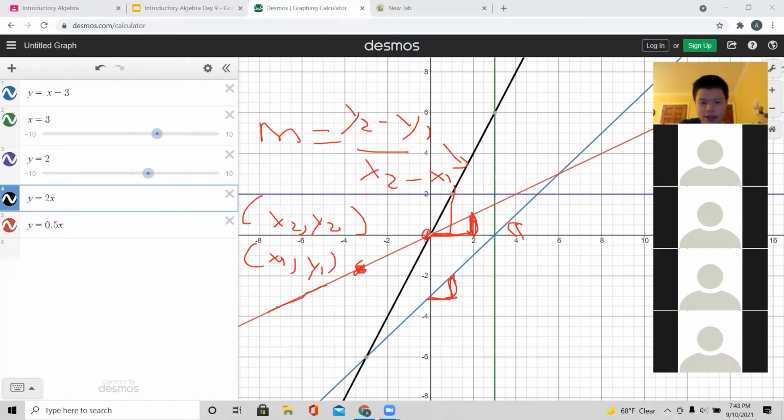So if we were to take this line, 0, 0 is a convenient point to set as x1, y1. This point is also convenient since it's integer. So this is 3, 6. Put it through here. You get that the slope is 2, which is what is shown here. So going back to the slope intercept form.